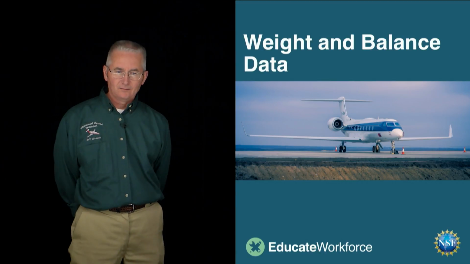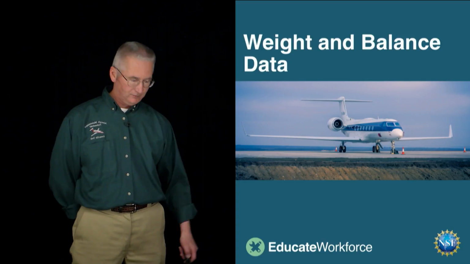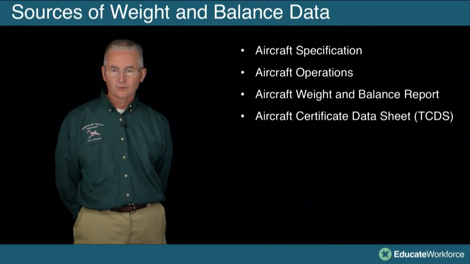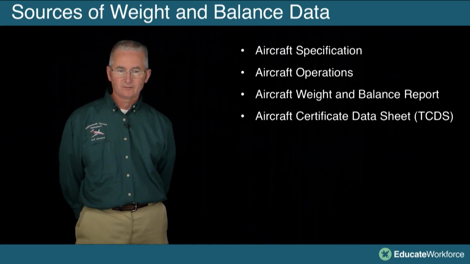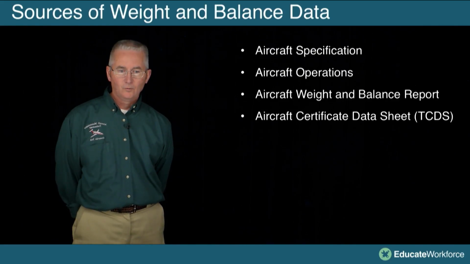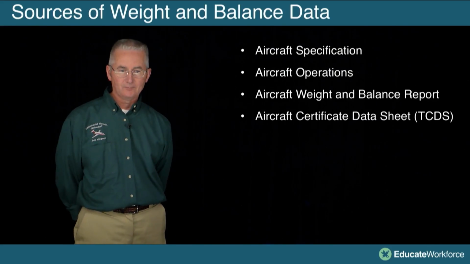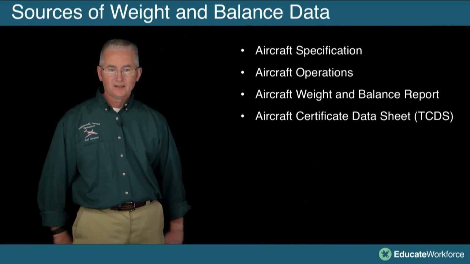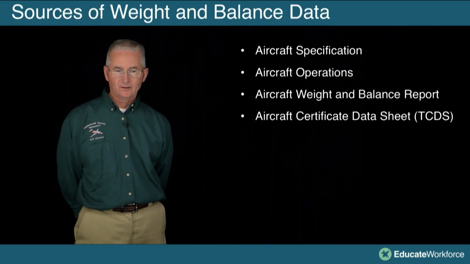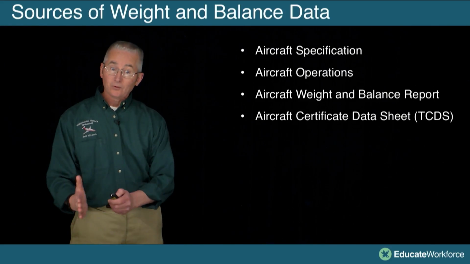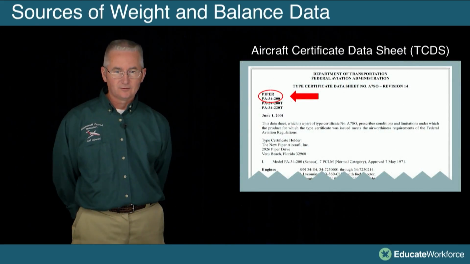Weight and balance data, our next section. Weight and balance data. Why is the data important? What are the sources of weight and balance data? Well, we could pull it off the aircraft specification. We could pull it from the operations manual. We could pull it out of the weight and balance report that's part of the aircraft maintenance record. Or we could go to the FAA website and pull down the aircraft type certificate data sheet and pull the data that we need for our weight and balance procedures.